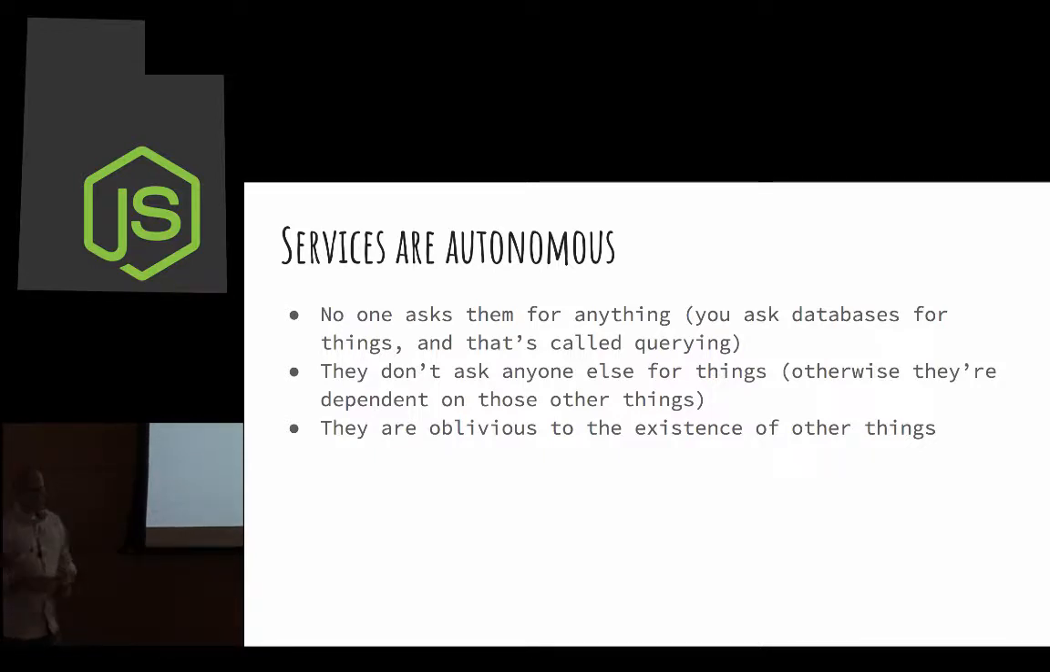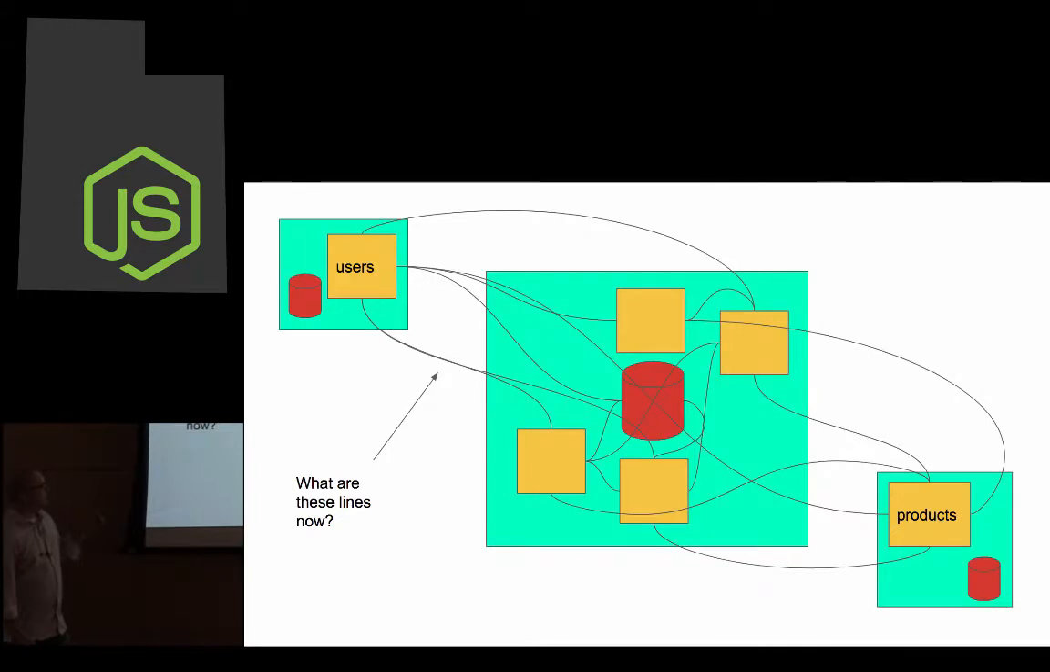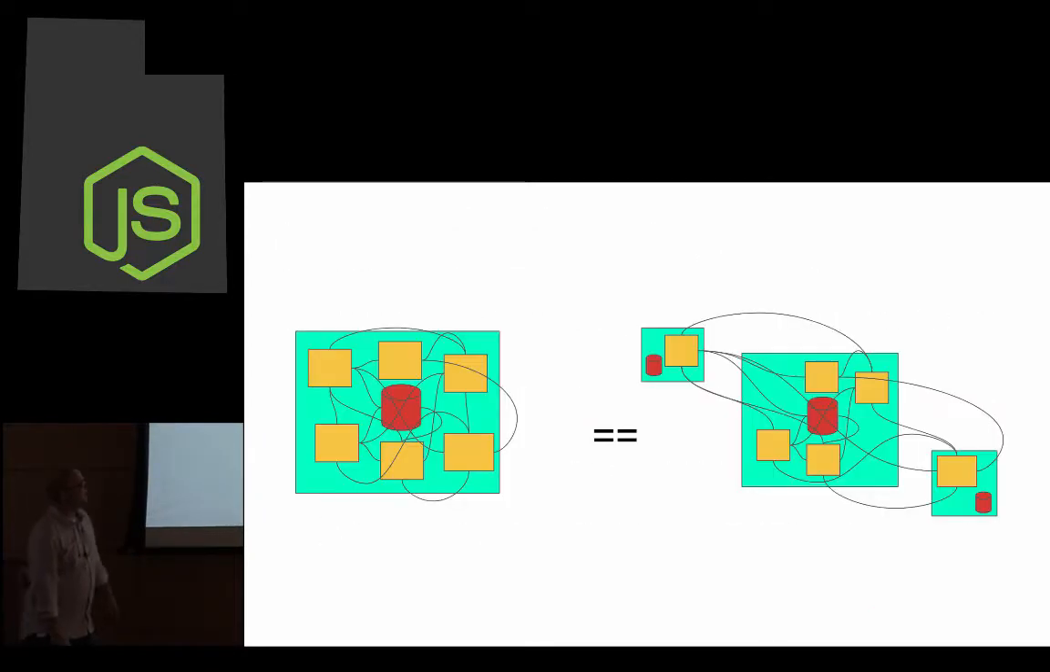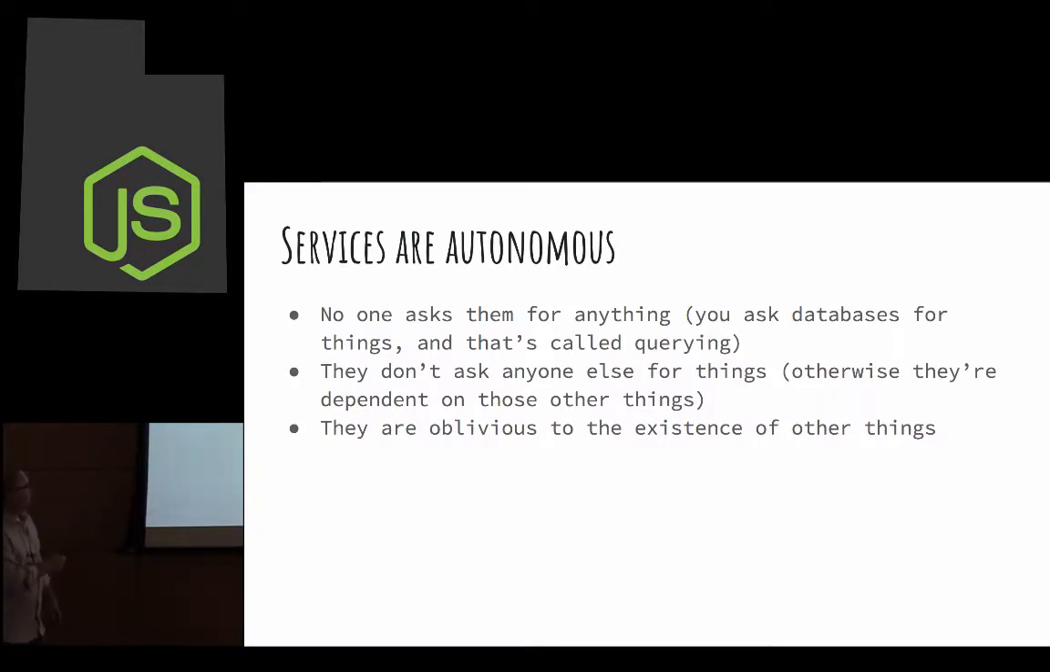Second, they don't ask anyone else for things. If they did, they would depend on that thing. So going back to our example here, products can't be a service because it depends on users. So if users is down, products is down. If products were autonomous, it wouldn't depend on anything. So users could be burning and products would be able to do its job just fine. And then the last one's kind of a corollary of the other two. A service really isn't even aware that there is anything else in the system.